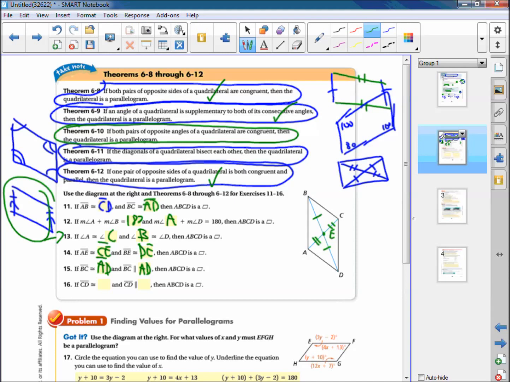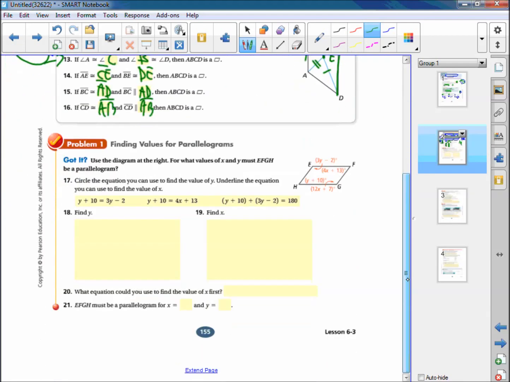And then we have if CD is congruent to AB, and CD is parallel to AB, then we have a parallelogram again. Okay, so that's the same one again. All right, that concludes the top here. So we have a couple problems down below.